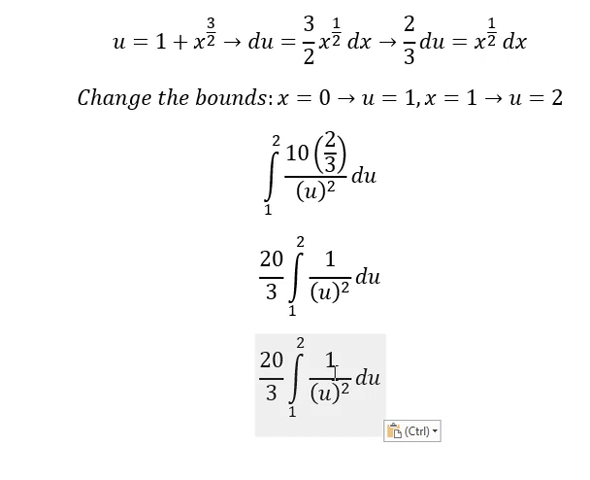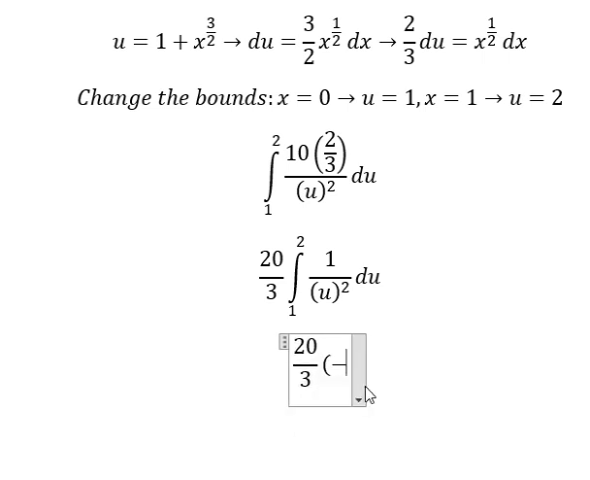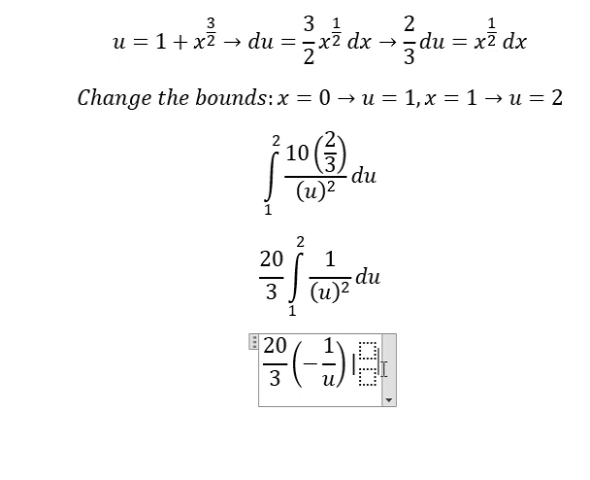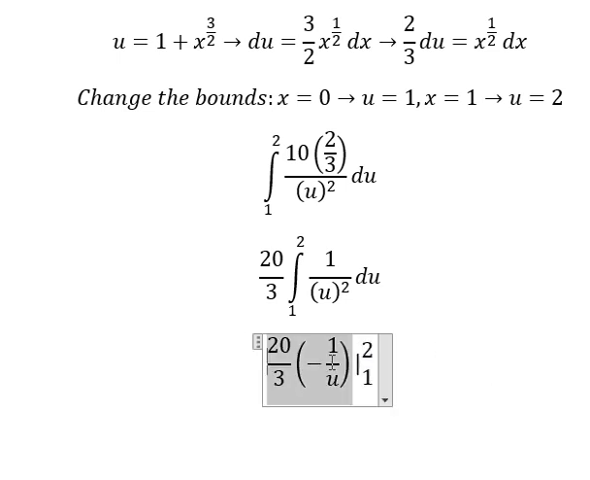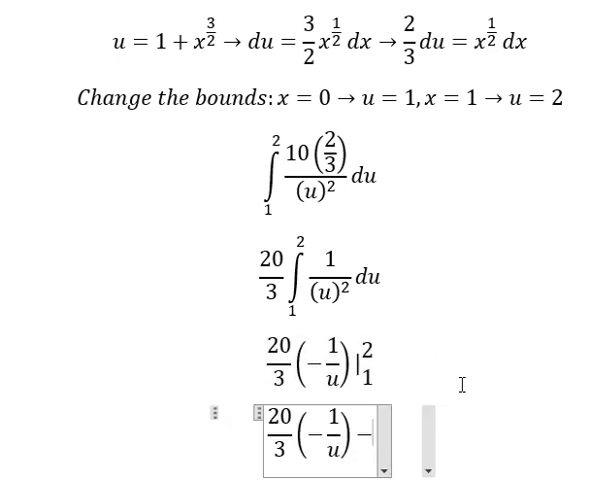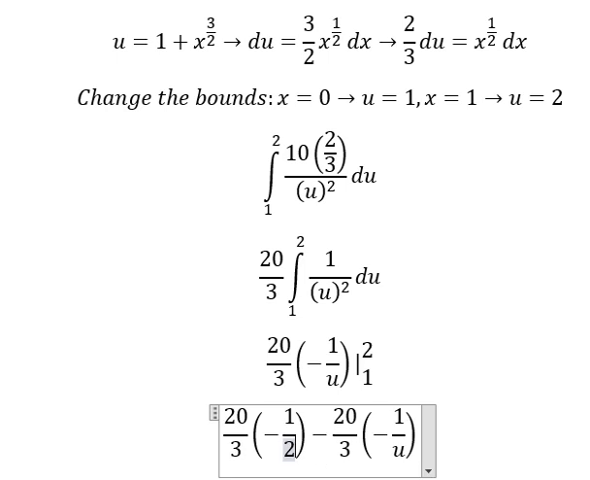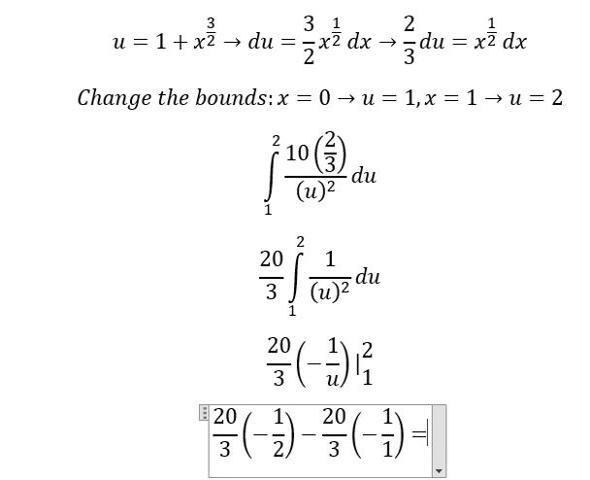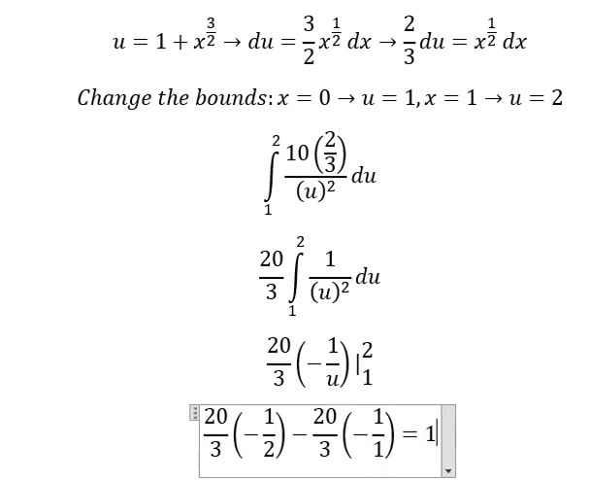The integration of this one, we have negative 1 over u, and we put the bounds from number 1 to number 2. And now we have the final answer. So I will put number 2 here, number 1 here, and we have the final answer. And we have number 10 over 3.